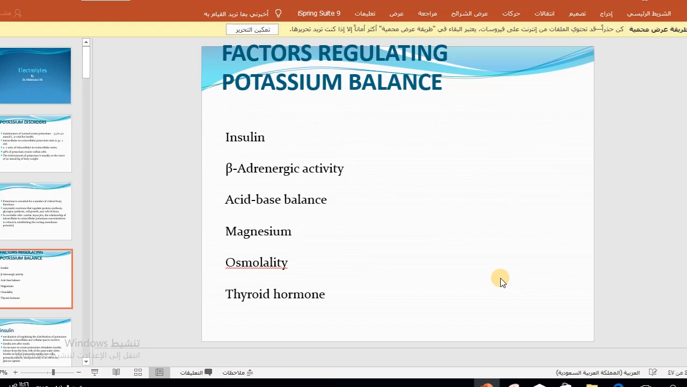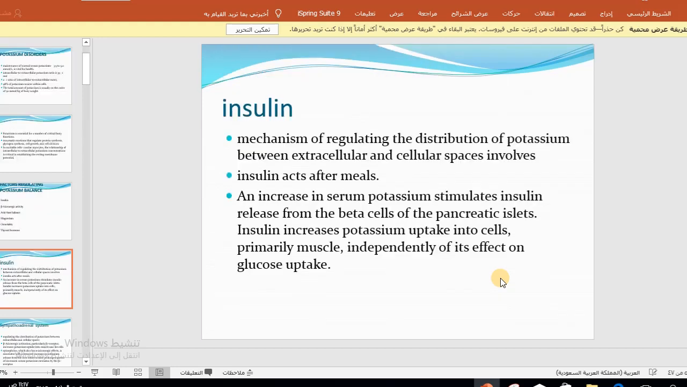The factors regulating potassium balance are vital to know because these have an impact on manifestation and on management. So it is vital to know these factors. First is insulin. Second is beta-adrenergic activity, then acid-base balance, magnesium, osmolality, and thyroid. The vital role of insulin in potassium metabolism is as follows.